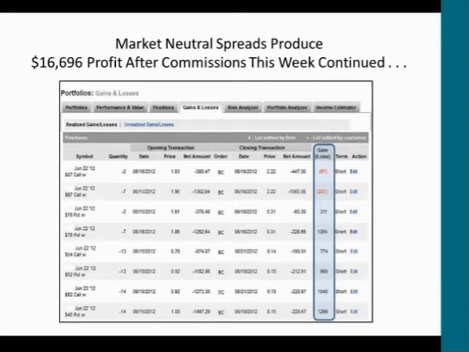So, yes, you want the long and the short position to be on the same index and correlated to the same index.